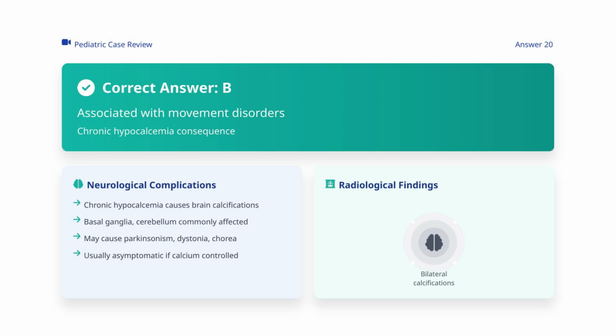Chronic hypocalcemia causes calcium phosphate deposition in basal ganglia and cerebellum. These calcifications may produce Parkinsonism, dystonia, or chorea, though many patients remain asymptomatic. Neurological symptoms correlate with calcification severity and location. Adequate calcium control prevents progression but rarely reverses established calcifications. Symptomatic movement disorders may require neurological treatment. Regular brain imaging is unnecessary if calcium well controlled. This emphasizes importance of early diagnosis and consistent treatment preventing irreversible neurological complications.